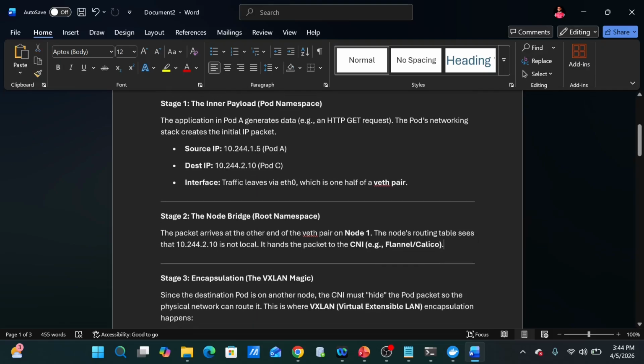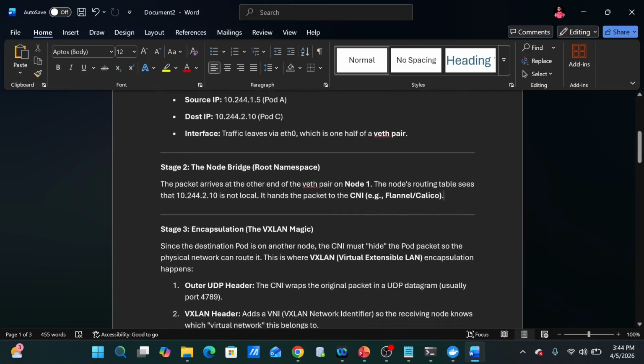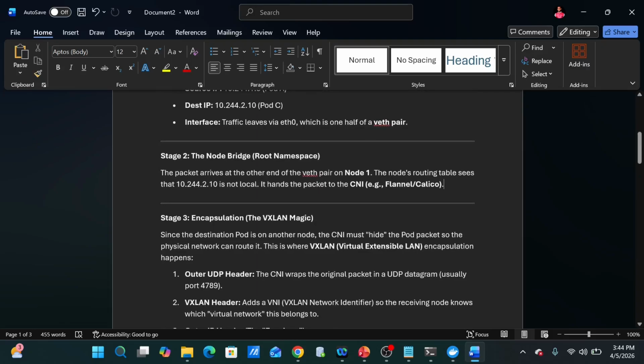Okay, so now stage 3 begins: the encapsulation, the magic of VXLAN. If you know VLAN, then it's similar to VLAN, just with some extended features. Its name is Virtual Extensible LAN. Since the destination pod is on another node, the CNI must hide the pod packet so the physical network can route it. This is where VXLAN encapsulation happens.